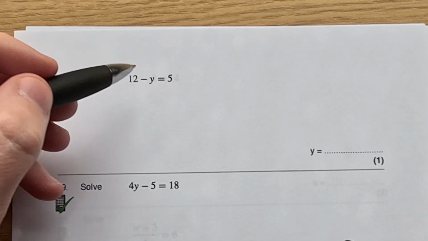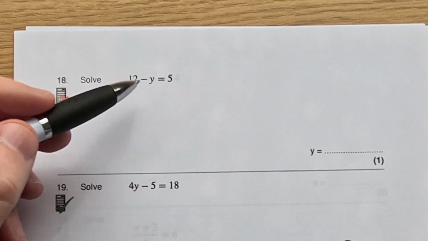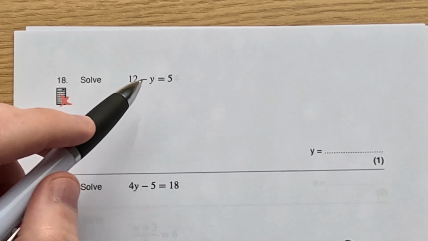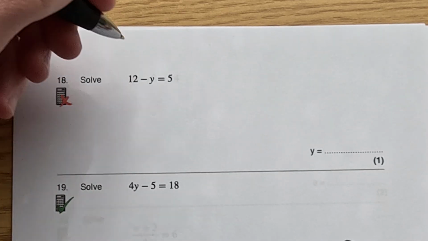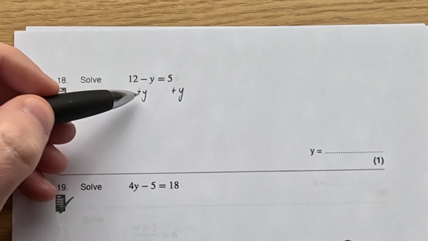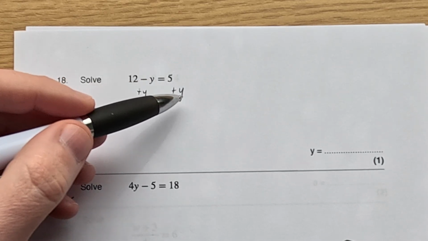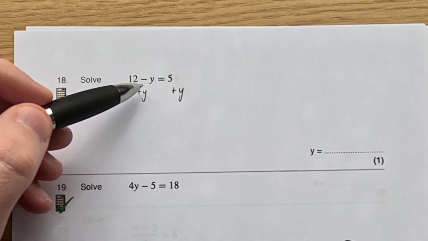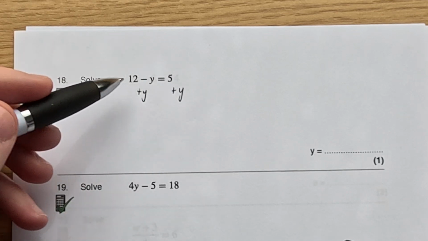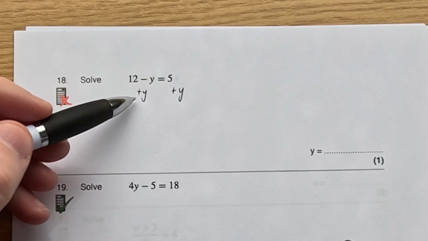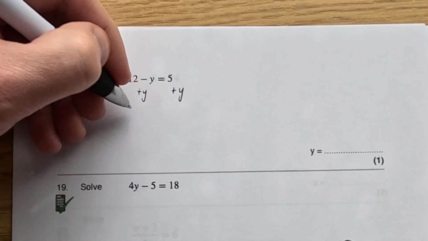Now another approach would be to solve this by saying, well, we want to get the y on its own. At the minute that's a minus y, so I actually want it to be y, so what I'm going to do is add y to both sides of the equation. I'm going to add y to the left hand side, and I'm also going to add y to the right hand side, to get rid of this minus y. On the left hand side we had 12 take away y, we're adding y to get rid of the minus y, so we're just going to be left with 12.